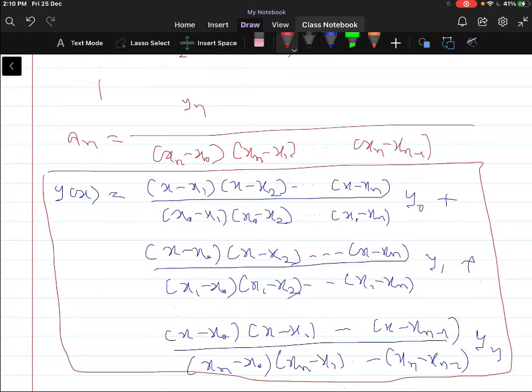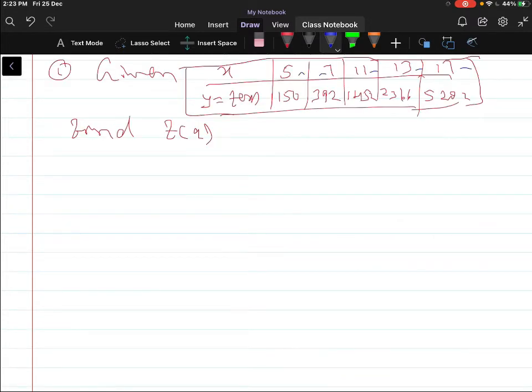So this formula is known as Lagrange's interpolation formula for the given data. To the problem, given the data of x and y, where x is equal to 5, 7, 11, 13, and 17, the corresponding values of y equal to f of x are 150, 392, 1452, 2366, 5202. Here we need to find f of 9. It means you have to find y at x equal to 9. Move to the solution.